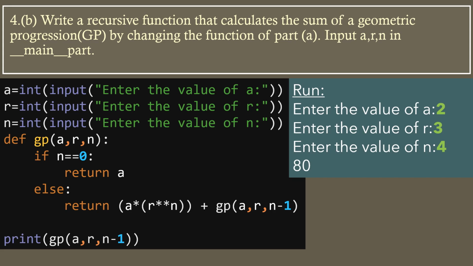So once you run the program, suppose the value of a is 2 and value of r is 3 and value of n is 4, then you'll get the output as 80. Okay, so it has calculated the sum of 4 terms like this.